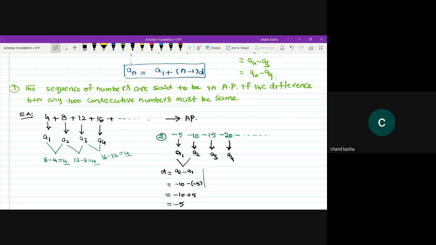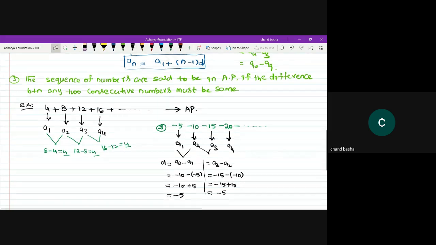Similarly, I am finding the difference of these two. What is that? A3 minus A2. A3 value is minus 15 minus A2 value which is minus 10. This is equal to minus 15 plus 10, which is equal to how much? It is minus 5. So clearly I can say that this is in AP.